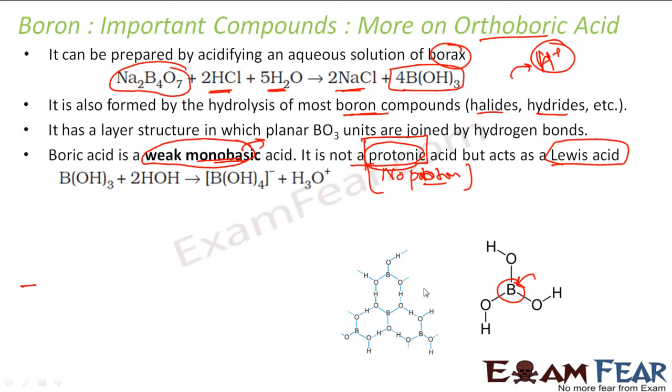If you see, the K is also very small for this. It's very weak, 10 to the power minus 9. So out of 10 to the power 9 molecules, only 1 molecule accepts the electrons. A very, very weak monobasic acid.